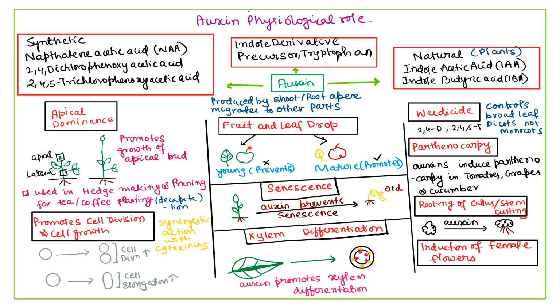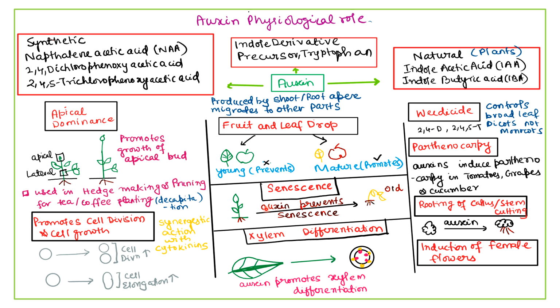Next action is auxin. If it is a young fruit or leaf, it will prevent the abscission of the young fruit and leaf. But if it is old, we don't need it. In that case, auxin will be performing abscission of the old leaves and mature fruits. Okay, so it's a good hormone.